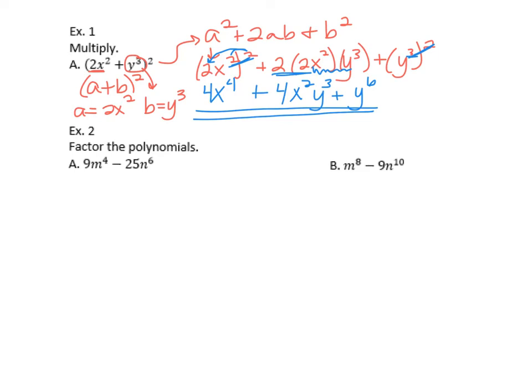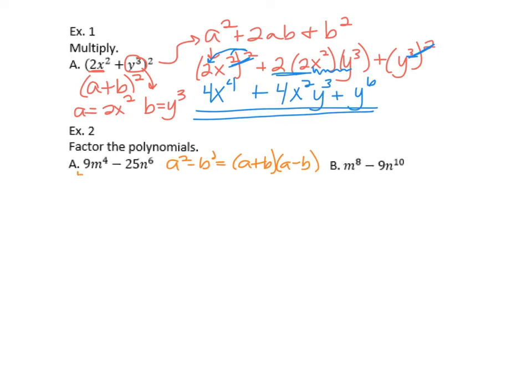Now the opposite of FOIL is factor. So take a look at these two examples. Notice we have 9m to the 4th minus 25n to the 6th. If we take a look at 9 and 25, those are perfect squares. We would try to use the difference of squares formula, a squared minus b squared, and that equals a plus b times a minus b.